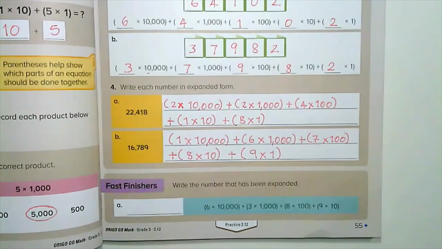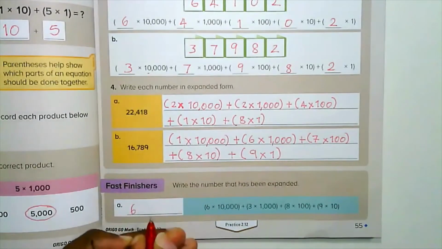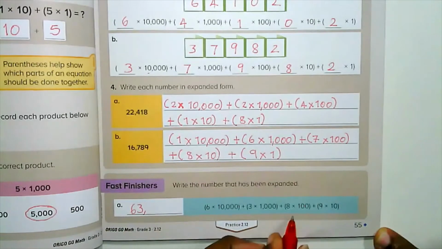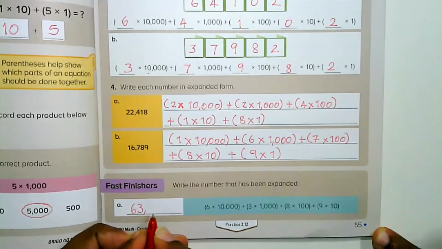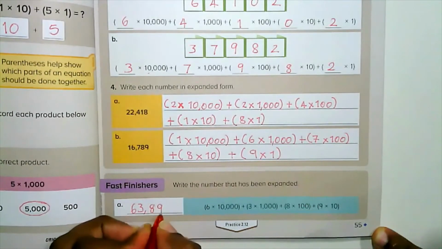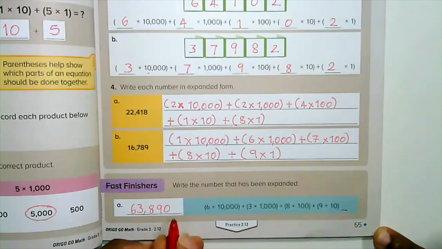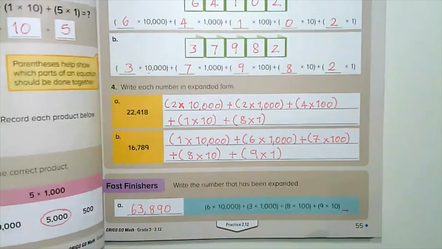Write the number that has been expanded. So here we have 63,000. 890, no ones. There's no ones, so 90. Now let's go on to practice 2.12.